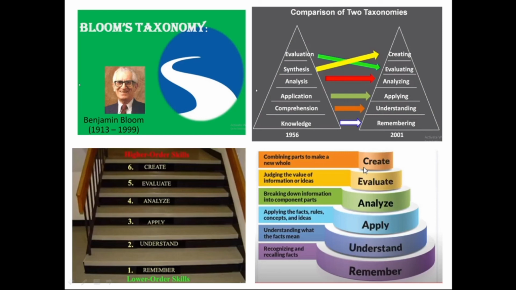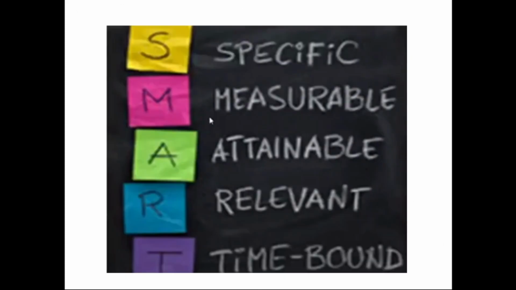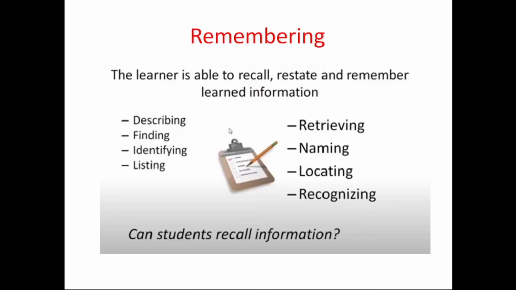To define our curriculum carefully, we go with the Bloom level. Based on that, we have to define all our COs. Our COs should be specific, measurable, attainable, relevant, and time bound. So, what is remembering? The learner is able to recall, restate, and remember the learned information, like describing, finding, identifying, and listing. These are the important common words one can use to define questions at the remembering level, level 1.